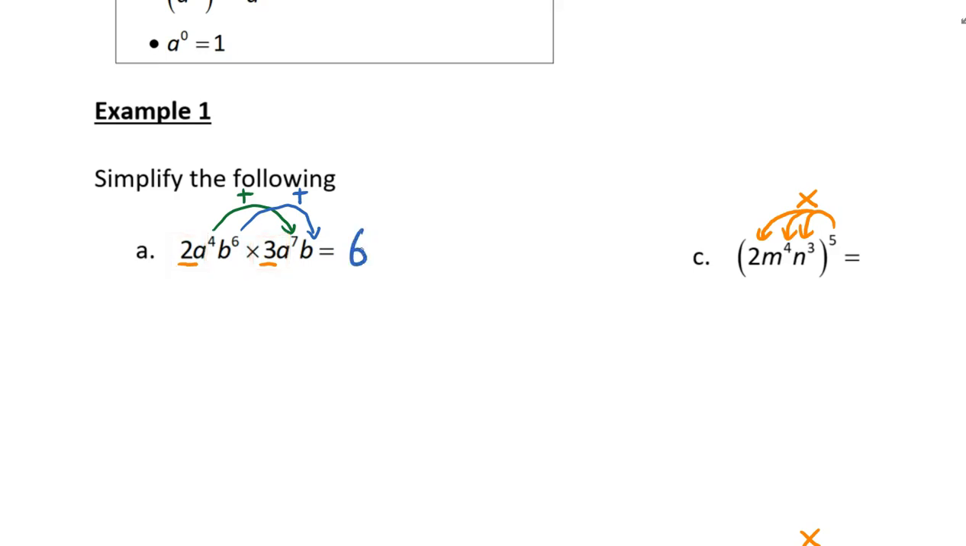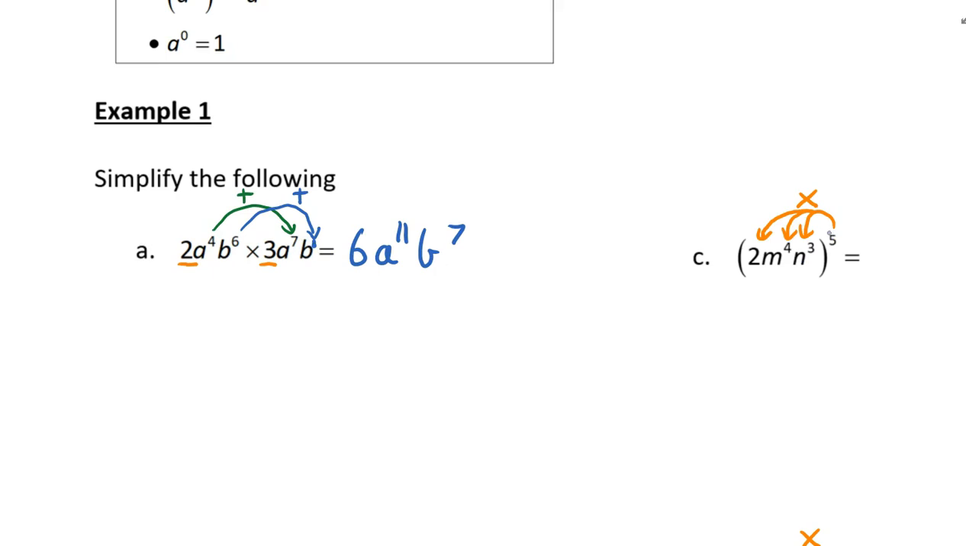Nice and straightforward there. If we have the same bases, so in this case a, we can add the powers if we're multiplying those two values. So a to the power 4 times a to the power 7, adding those powers gives us a to the power 11. Same thing for b, giving us b to the power 7. Of course, there is a 1 on this final b there.